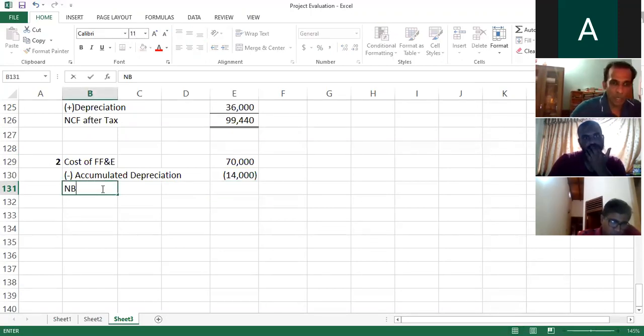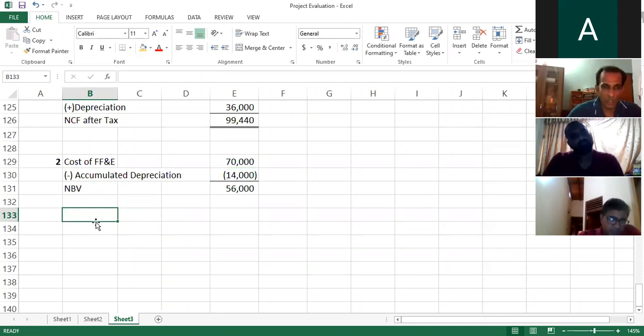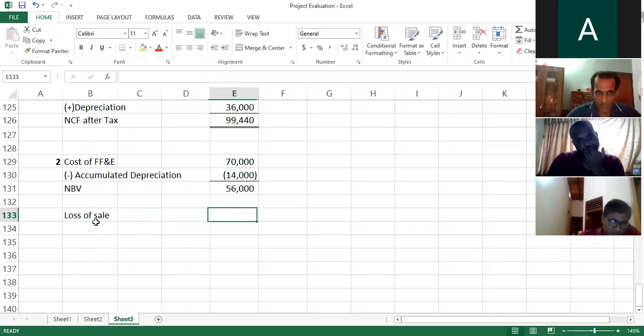Then you can get the net book value. What is the net book value? Net book value is 56,000. The net book value of this asset should be compared with the expected selling price, then we can see whether there is a profit or loss. What is the result? There is a loss, a loss on disposal. What is the loss? There is a 16,000 loss.